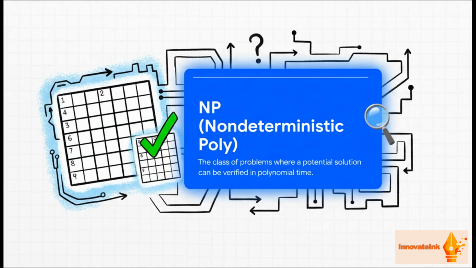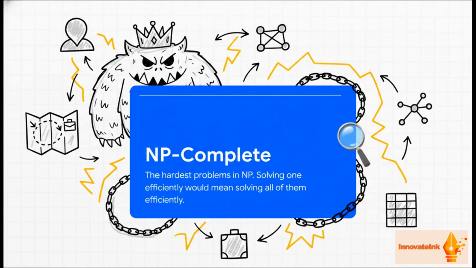Now, NP problems are a different beast. Finding a solution from scratch might be incredibly hard. But, and this is the key, if someone just gives you a potential answer, it's super easy and fast to check if it's correct. Think about a Sudoku puzzle. Solving it might take you ages, but if I hand you a completed grid, you can verify it's right in seconds. That's NP.